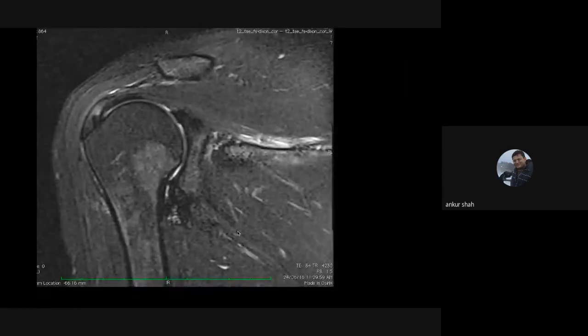And a last case: this patient presented with significant pain after a fall and was sent to us for MRI of the shoulder. What we could see was some edema in the supraspinatus tendon, but this is just like tendinosis.